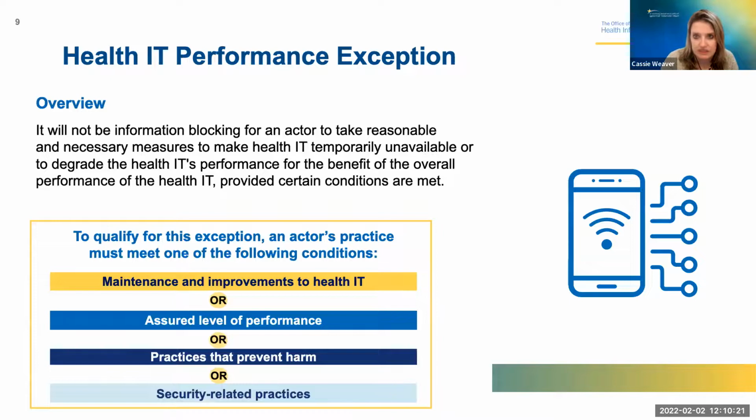The first exception I'll discuss is the health IT performance exception. This exception covers practices that are reasonable and necessary to maintain and improve the overall performance of health IT, provided certain conditions are met. This exception applies to both planned and unplanned maintenance and improvement. There are four conditions that could be met in order to satisfy this exception.